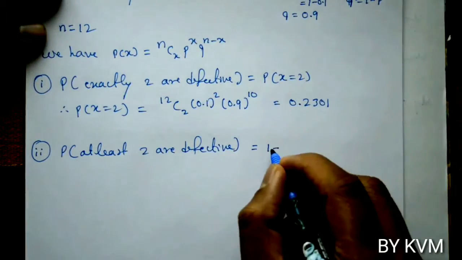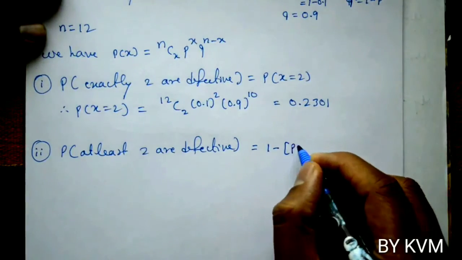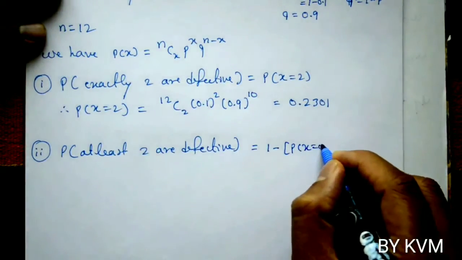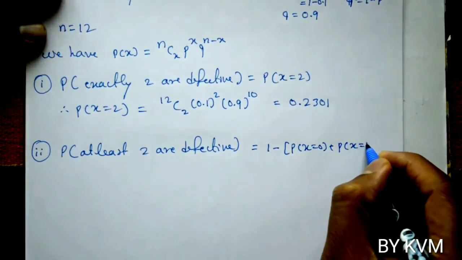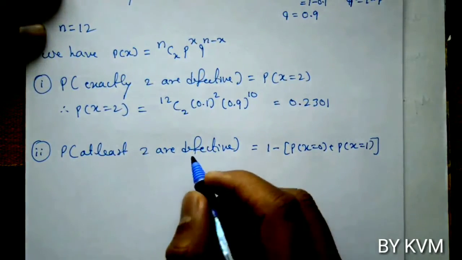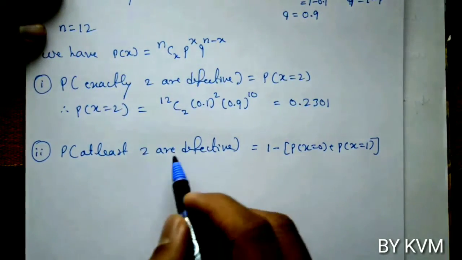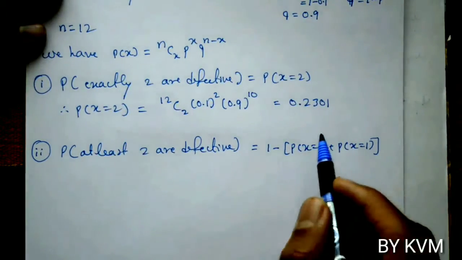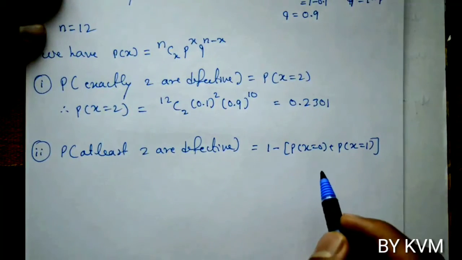It is a very important thing: probability of at least 2 defective means minimum 2 pens should be defective up to 12 pens. So we have to take probability of 2 plus probability of 3 plus probability of 4 and so on up to probability of 12. The calculation part will become lengthy, so instead of that, take its complement.